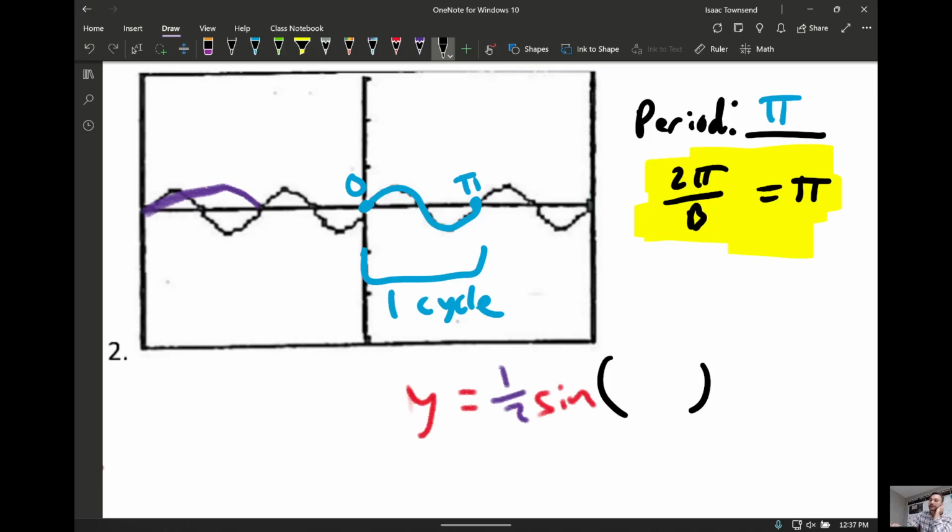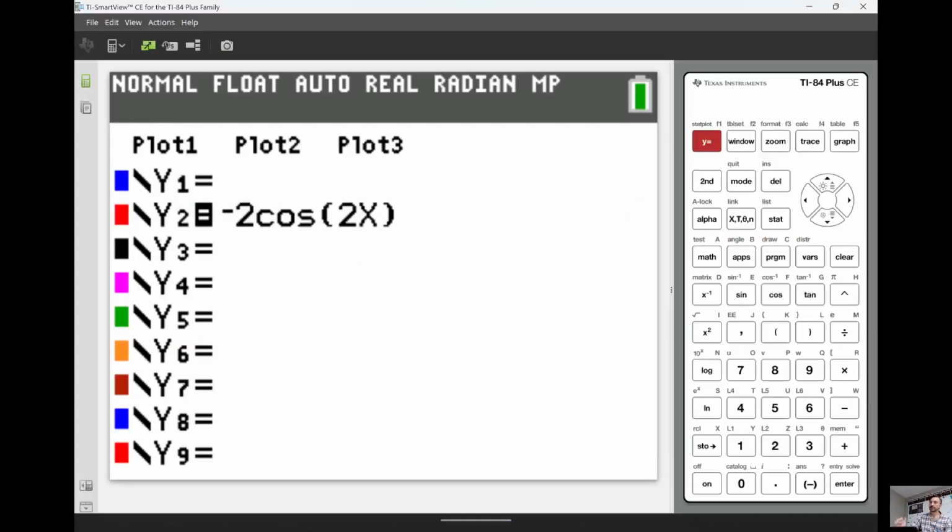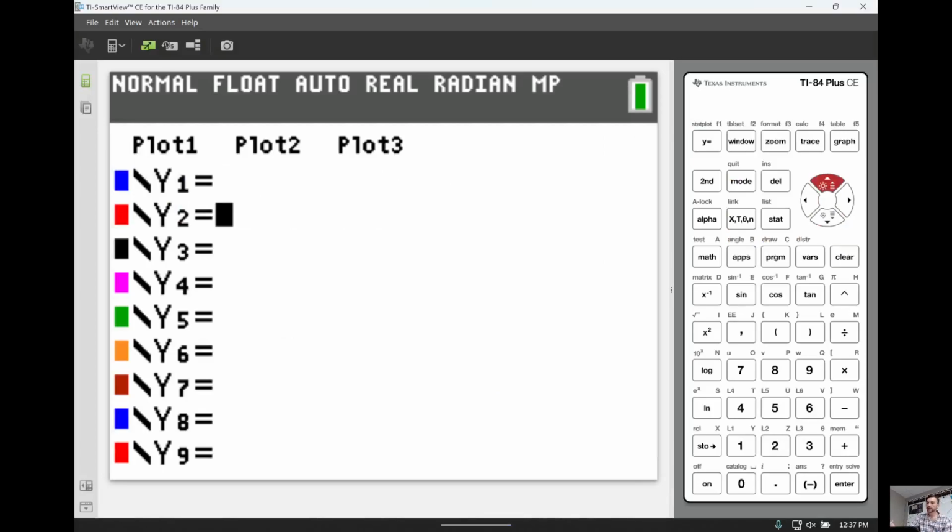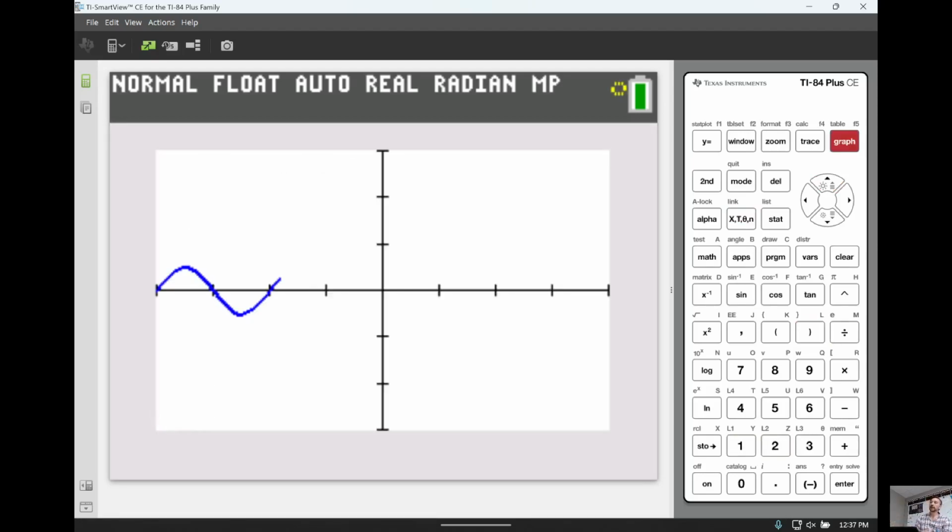So what is b going to need to be to give me the period that I want? 2. So throw a 2 next to x. Throw that in your calculator. If it doesn't look right, what doesn't look right hopefully gives us a hint about what to change. And if it looks exactly the same, which I think this one does, then that is an acceptable answer. You can circle it and move on to a different one.